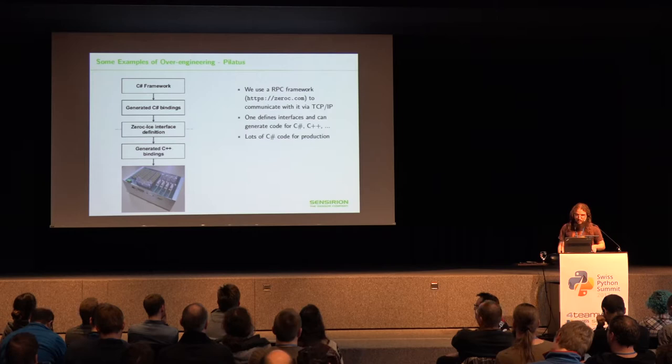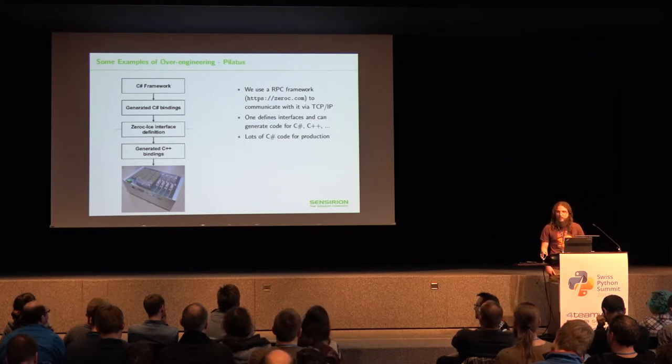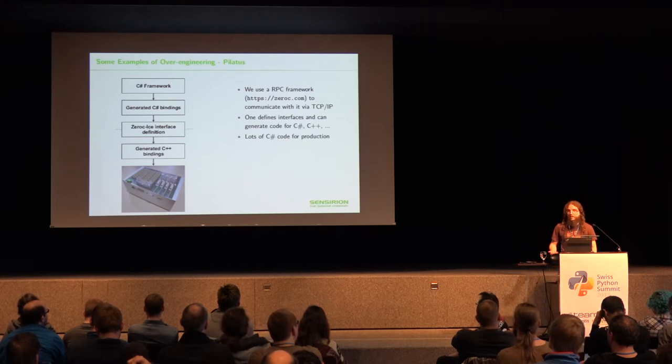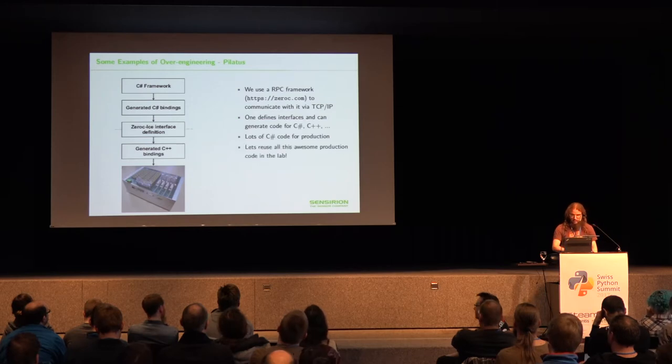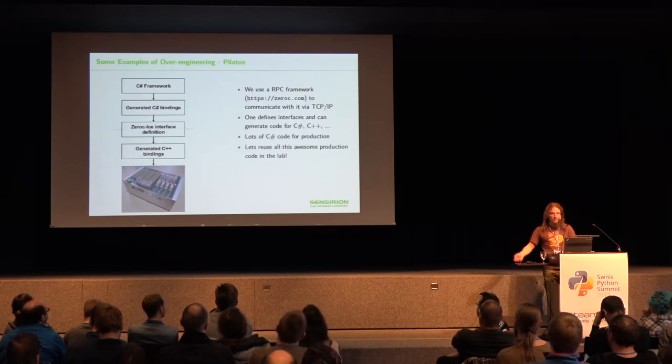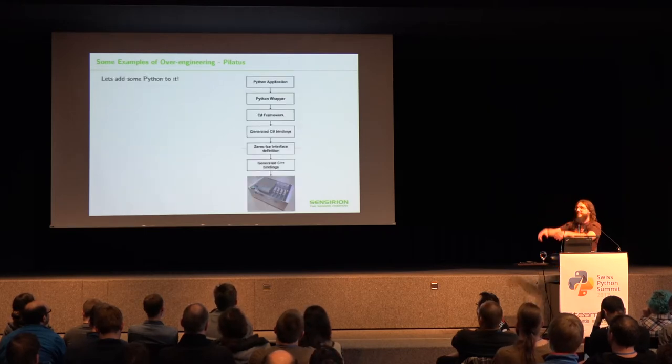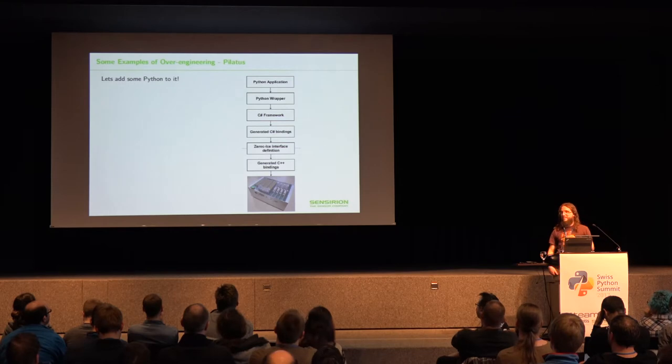And we use a middleware called ZeroC ICE, where you can define interfaces. And then it generates code for C# or C++ or whatever you like. And of course, there was lots of C# code around, which was used in production, where this machine was used. And then, yeah, let's use all this awesome code. I mean, it's existing. We should use it in the lab. So just put some Python on it. So we have this awesome C# framework. And then we put an awesome Python wrapper, very Pythonic, on it. And then you can write awesome Python applications on it.